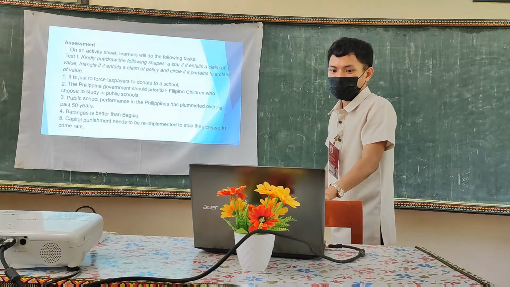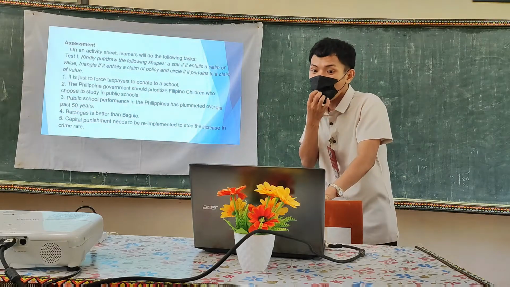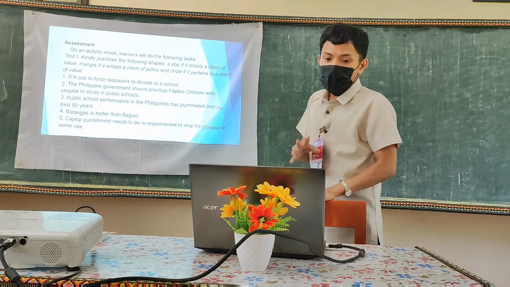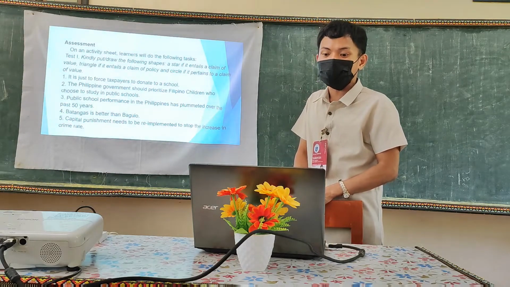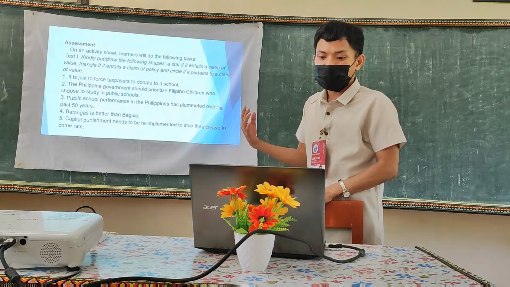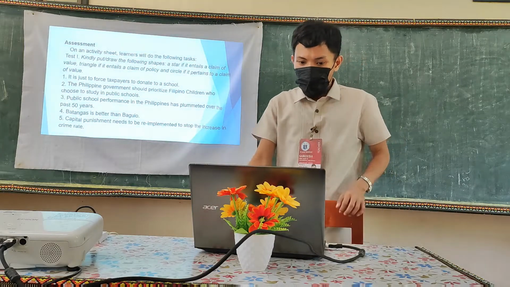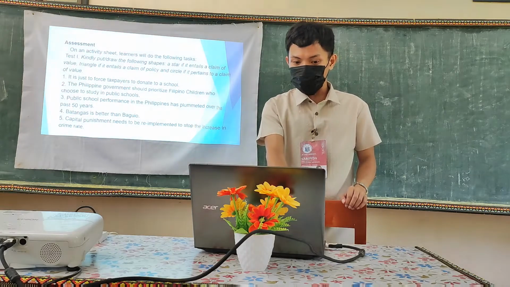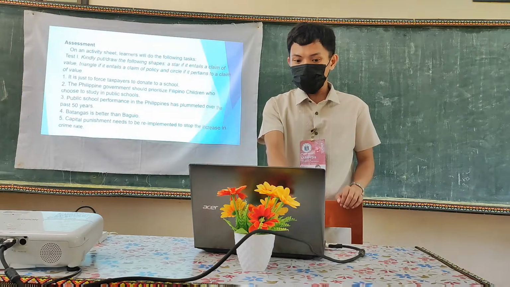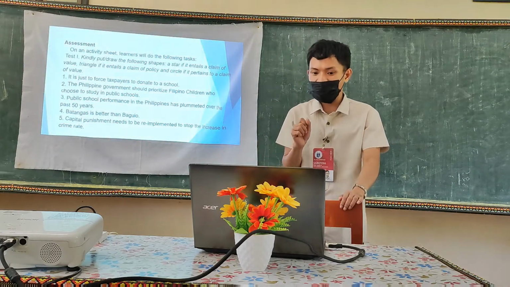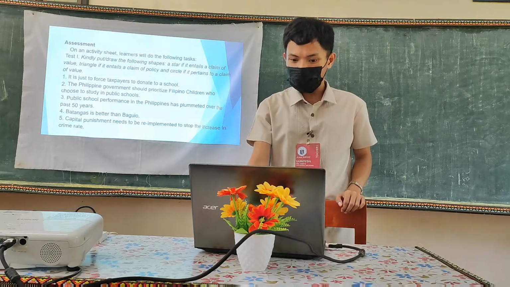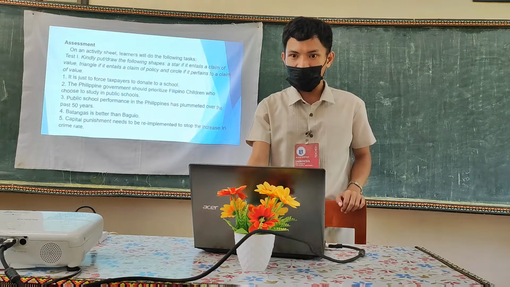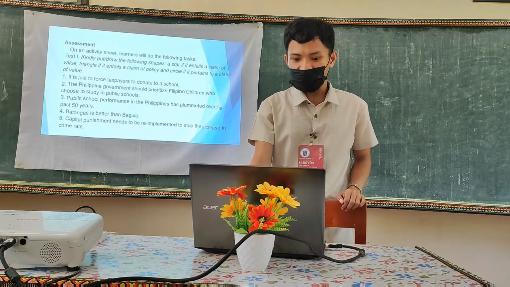Kindly put or draw the following shapes. A star entails a claim of fact. Triangle, it entails a claim of policy, and circle, it pertains to a claim of value. So I have prepared 5 test items checking the extent of their learning in the topic about kinds or types of claims.